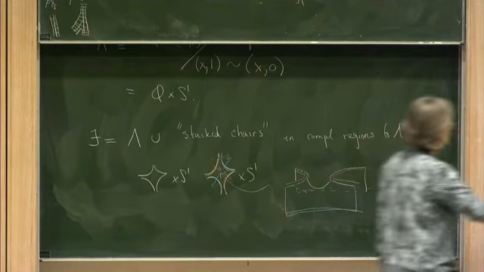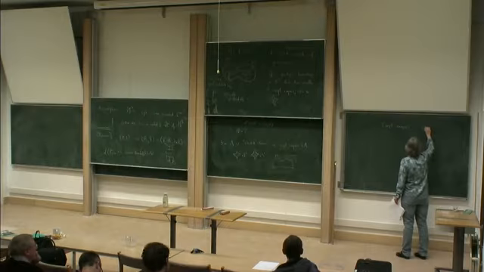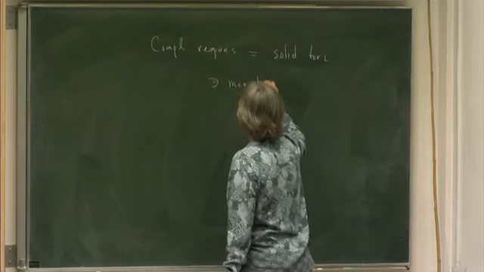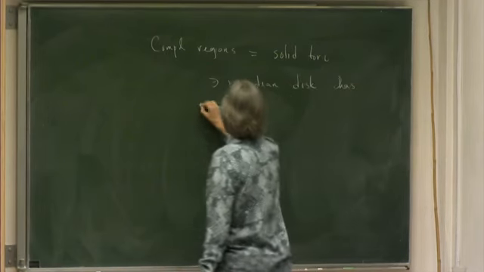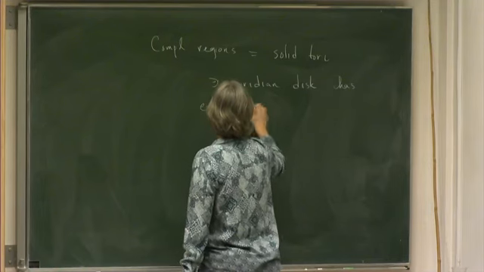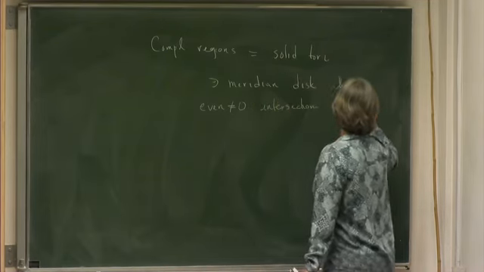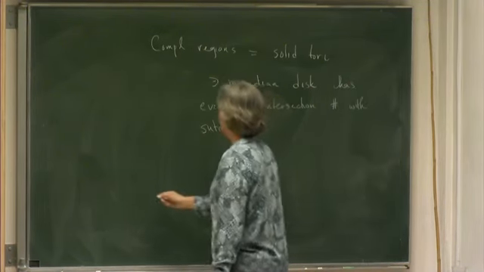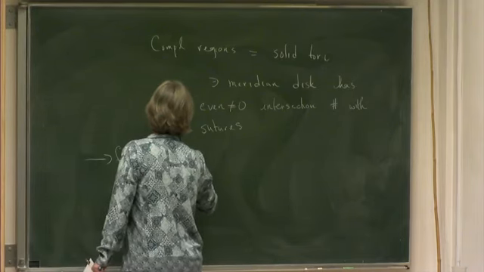So if the complementary regions equal solid tori, so that the meridian disk has even, and not equal to 0, intersection number with the cusps, or with the sutures, then you can fill in the region with stacked chairs.